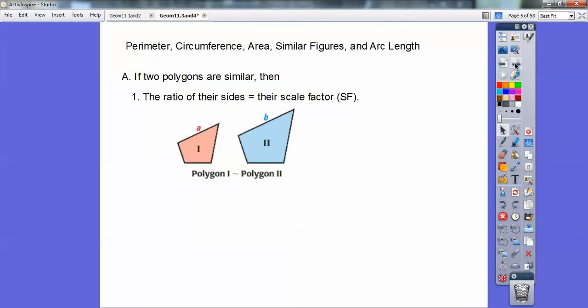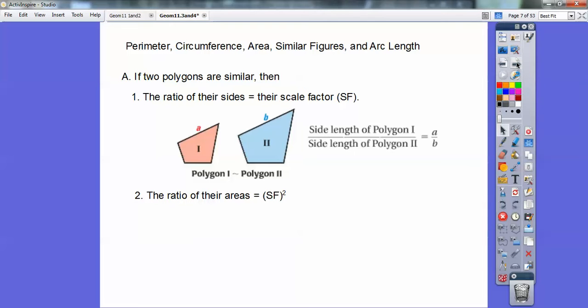So here's an example right here. You've got a red polygon and a blue polygon. The ratio of their sides, A over B, is just going to equal their scale factor. As long as these are similar, the ratio of their sides equals their scale factor. The ratio of their areas is your scale factor squared.